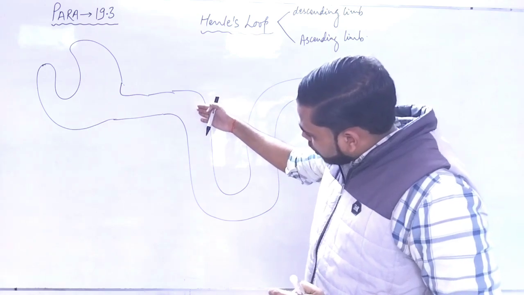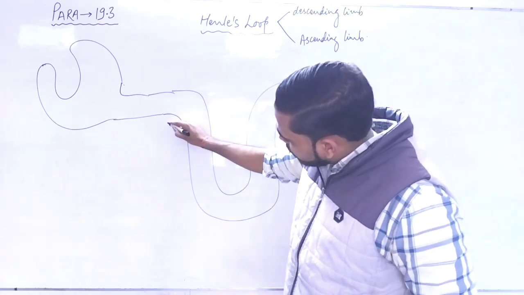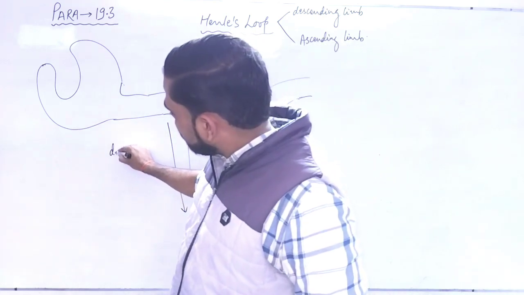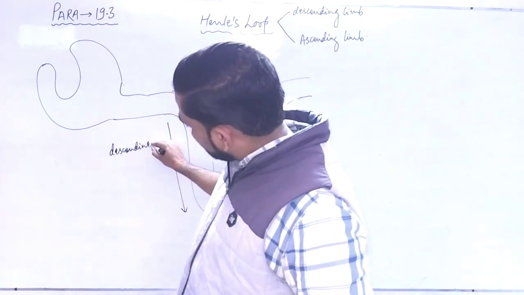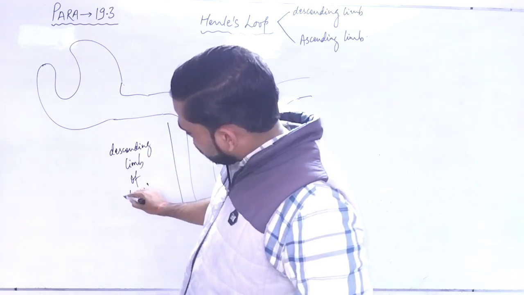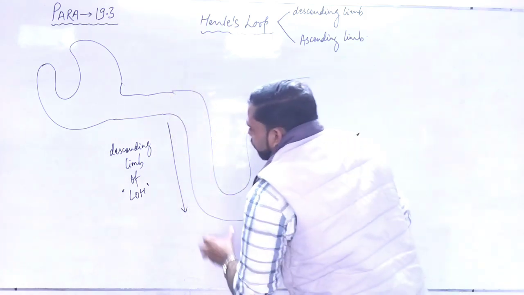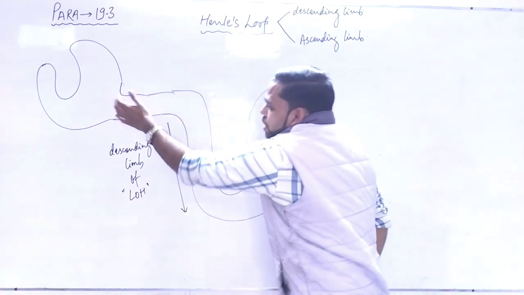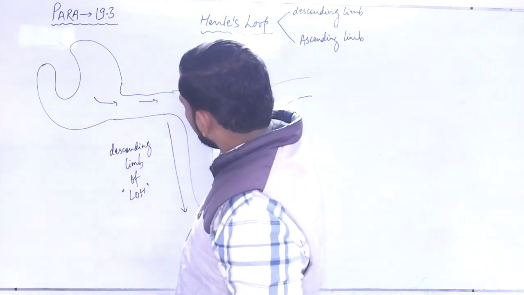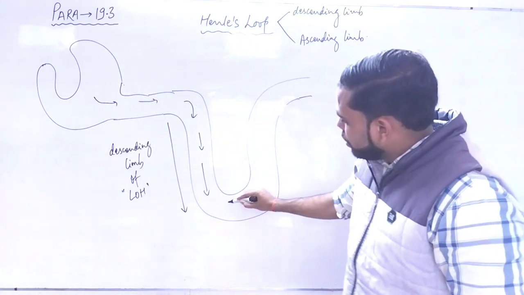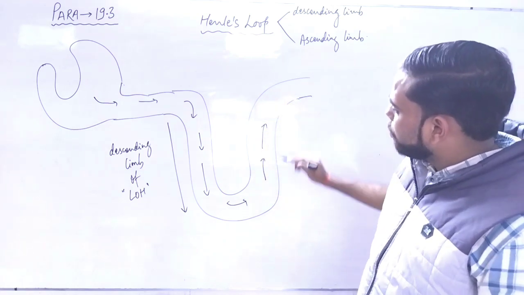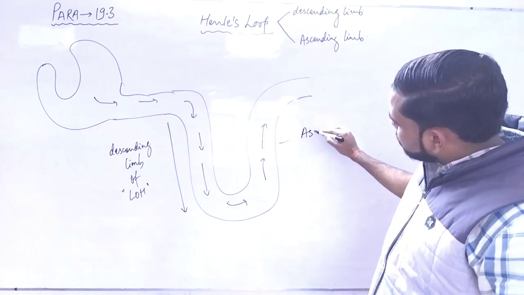See this downward limb, which is going downward, filtrate will come downward. This limb is called the descending limb. The descending limb of loop of Henle, LOH. I'm writing it short, loop of Henle. Here the filtrate will come downward because filtrate is coming in this direction. Now here the filtrate is starting to move upward. So this is the ascending limb of loop of Henle. This is the ascending limb.